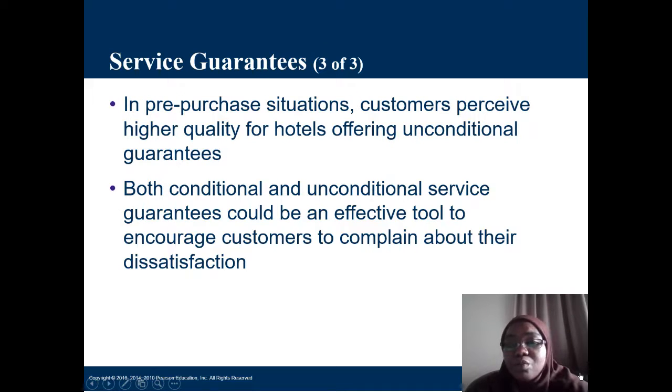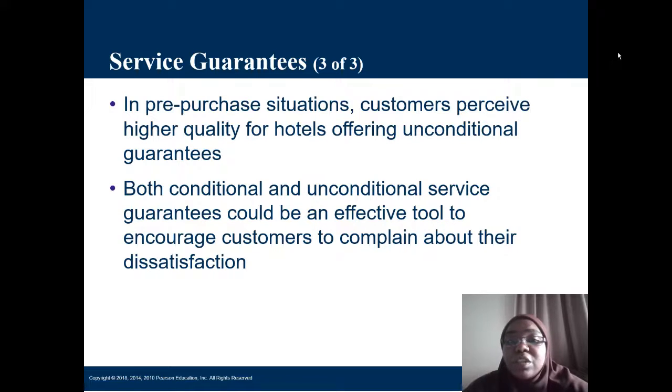In pre-purchase situations, customers perceive higher quality of hotels offering unconditional guarantees. When you want to offer customers services, people tend to rate, for example, hotels that have unconditional guarantees higher. If they are expected to pay before the service, then you can tell them that they have a money back assurance once they get to the hotel and they are dissatisfied with perhaps the environment or the facilities and so on. So customers will like to hear that.